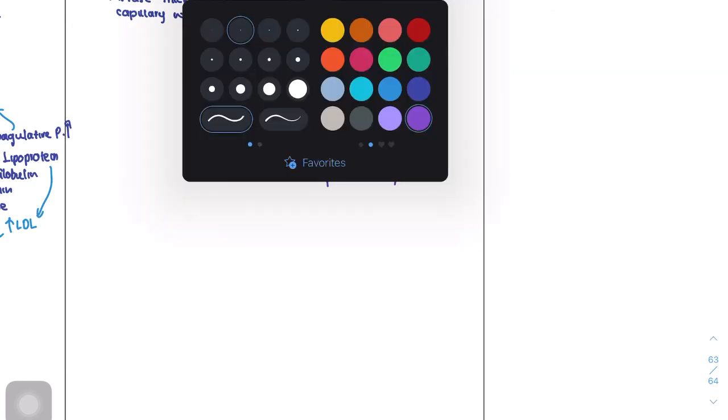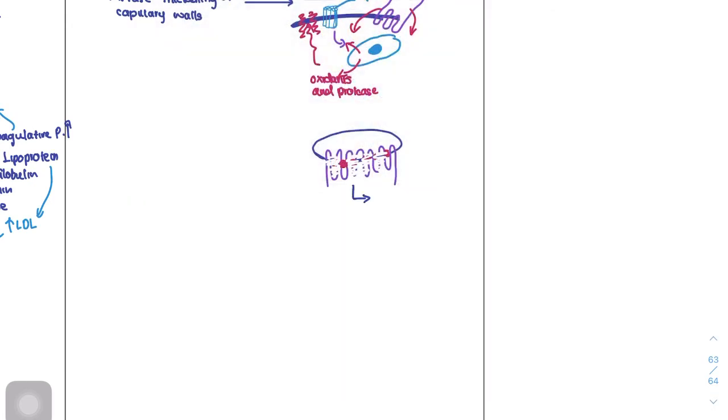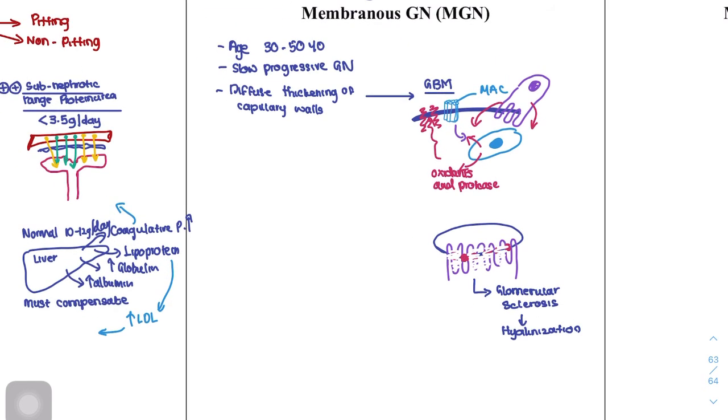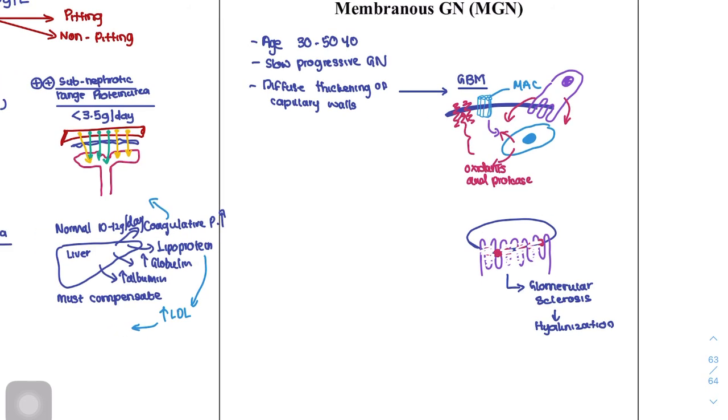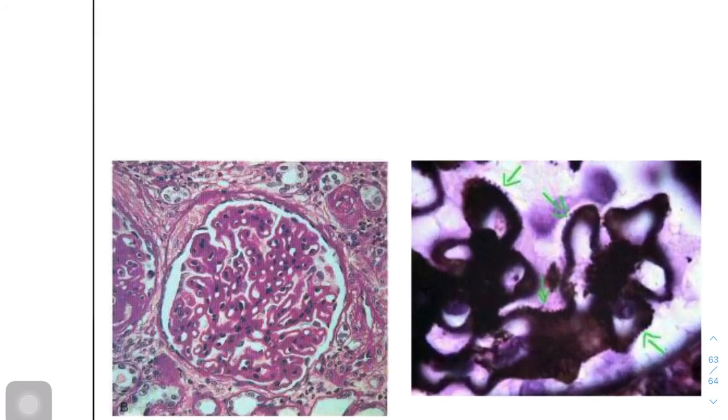And what happens then? There's going to be fibrous tissue which will deposit, and there will be sclerosis. I told you what sclerosis means. Sclerosis means hardening. Glomerular sclerosis. And we get hyalinization. Hyalin comes and deposits. That is how the thickening of the capillary walls occurs.